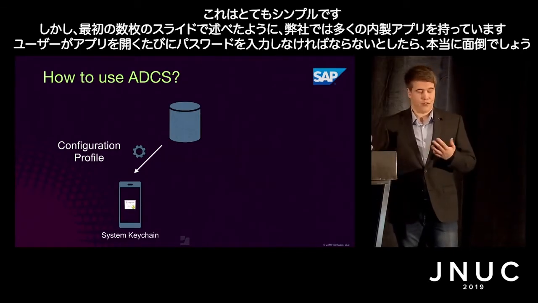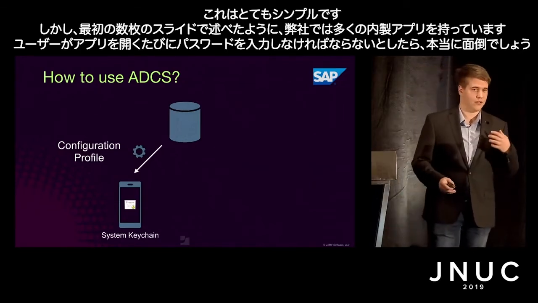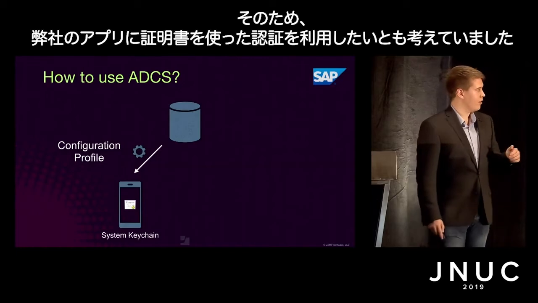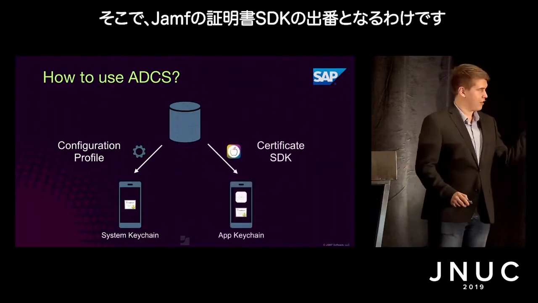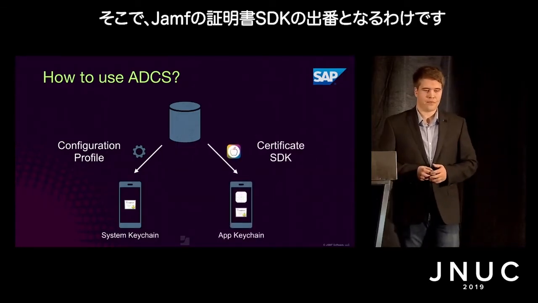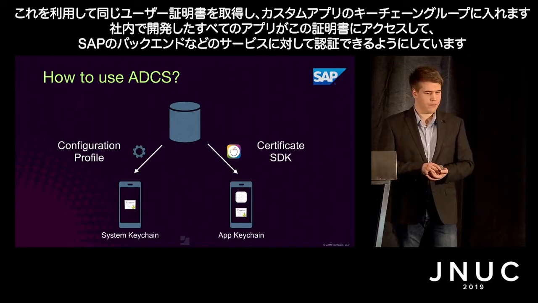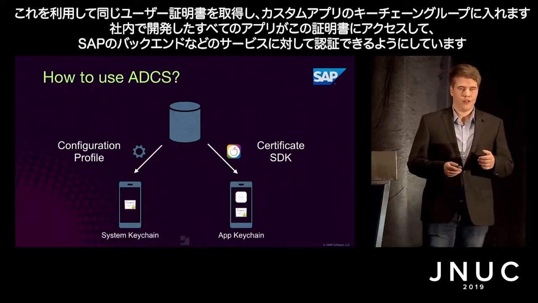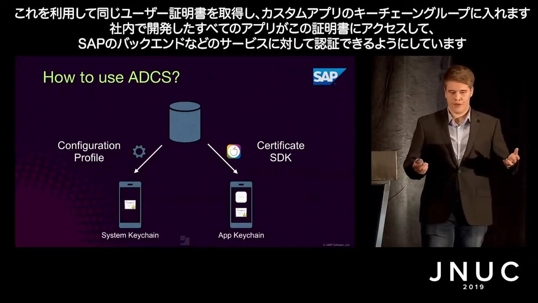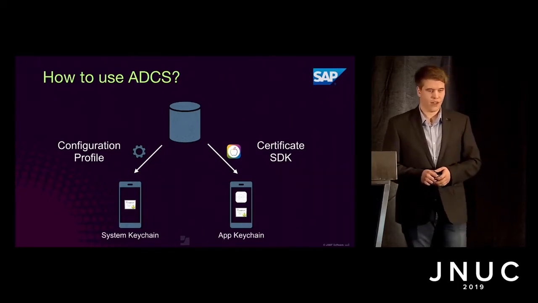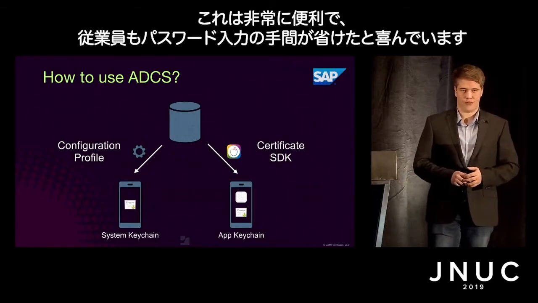But we also have, like I mentioned in the first few slides, a lot of in-house apps. And it would be really bad if the user had to enter a password every time he would open an app. So that's why we also wanted to have the certificate-based authentication of our apps. And that's where the certificate SDK from Jamf plays into. So we use that to actually get the same user certificate and put it in a custom app keychain group, so that all of our apps that we develop in-house can access this certificate and authenticate against our services, like an SAP backend, for example. So that's really useful, and our employees love that. Finally get rid of most of their password entries.